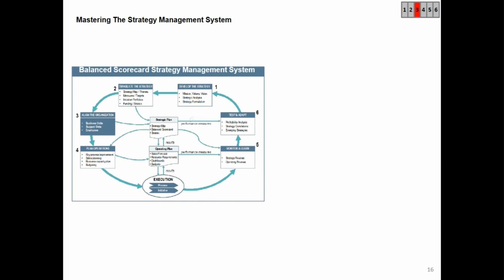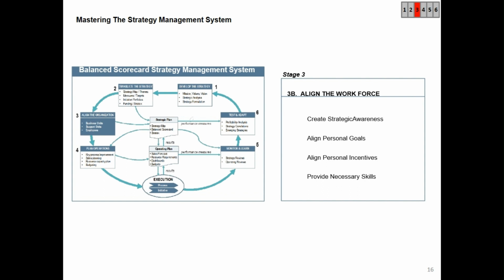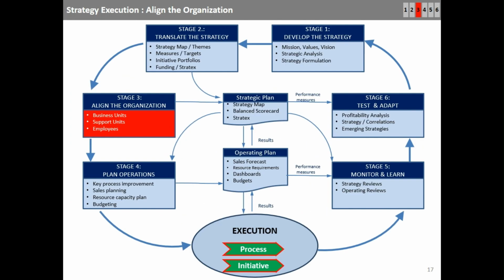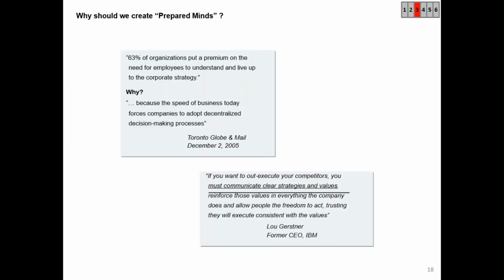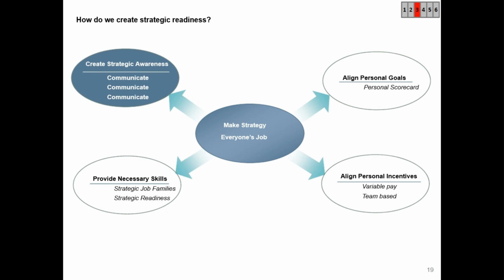If we look at the execution premium cycle, stage 3 is the alignment process. To align the workforce, we need to pay attention to create strategic awareness, align personal goals, align personal incentives, and provide necessary skills. It is imperative to create prepared minds to achieve success for any organization. Two very important quotes can give you an idea how important it is to align people in the organization. How do we create strategic readiness and make strategy everyone's job?